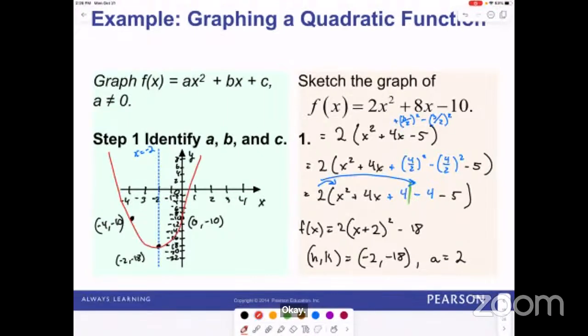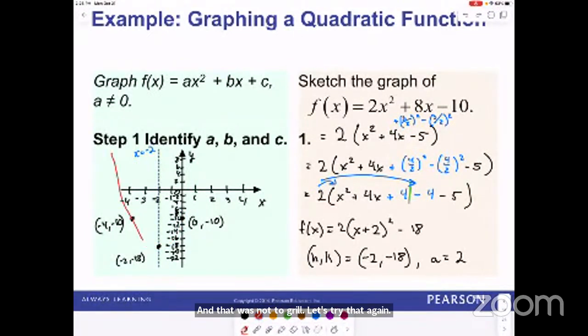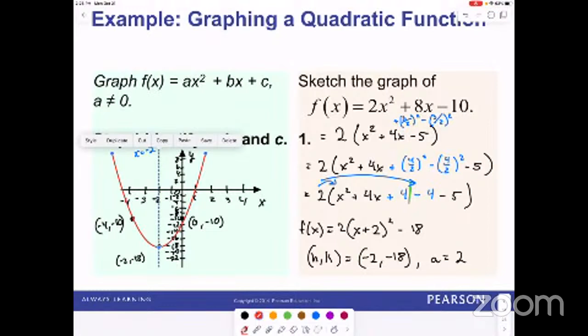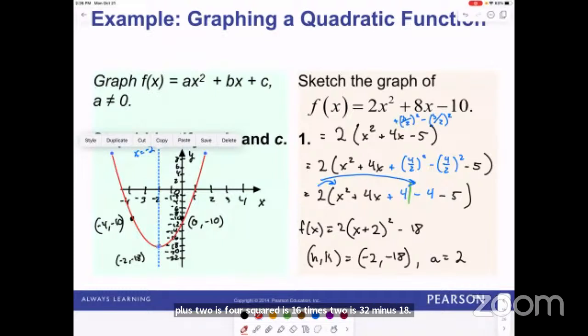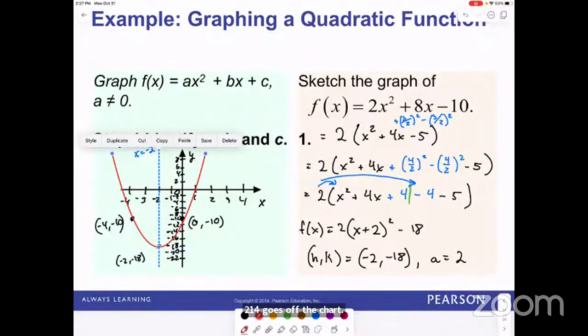Let's try that again. Let me see. When x is 2, 2 plus 2 is 4, squared is 16, times 2 is 32, minus 18. That's 14. 14 goes off the chart. What about when x is 1? 9 times 2 is 18, which should be a 0. Okay. So then 3, 1, 2, 3.